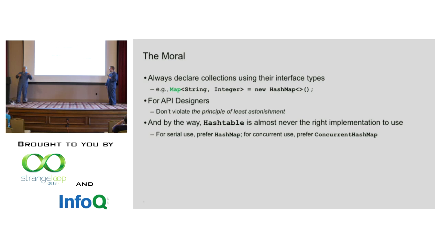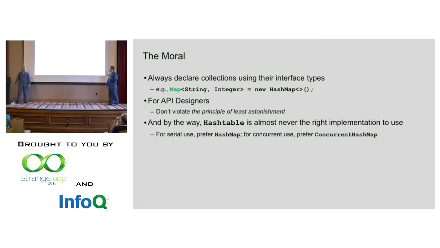If I got a hash table and ask, does it contain Harry? It's astonishing that it's looking in the values rather than the keys. So that does violate the principle of least astonishment. You'll know that you violated it if your API users say, what? Exactly. Well said. And by the way, don't use Hashtable anymore.